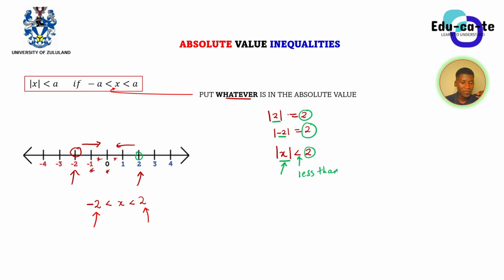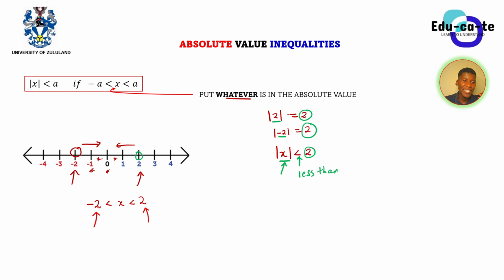So now, knowing that we can actually make a deduction, that is where this law is coming from, because the law says that the absolute value of x is less than a if negative a is less than x and x is less than a. So basically it means that for you to get an absolute value that is less than a certain value, then the x values that you must take must be between negative of that value and positive of that value.